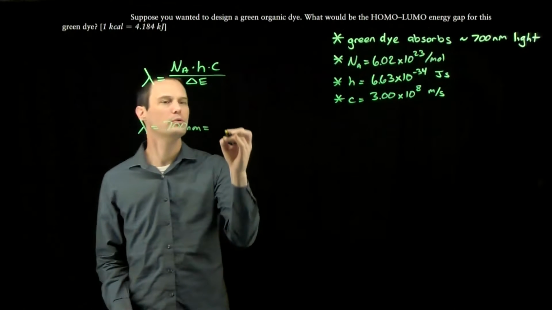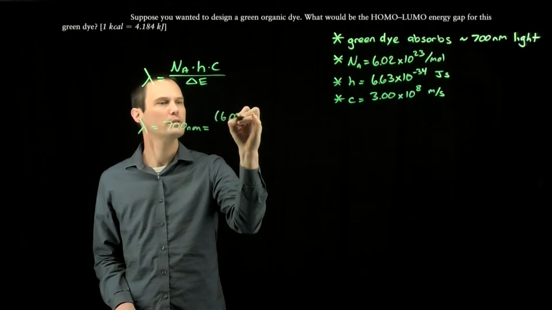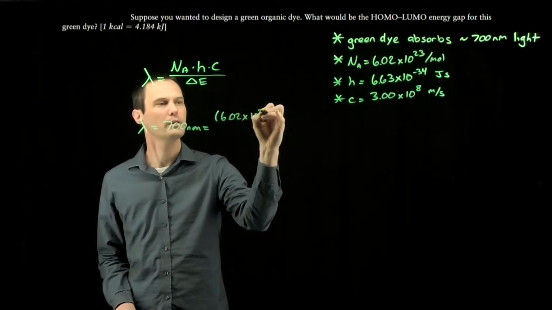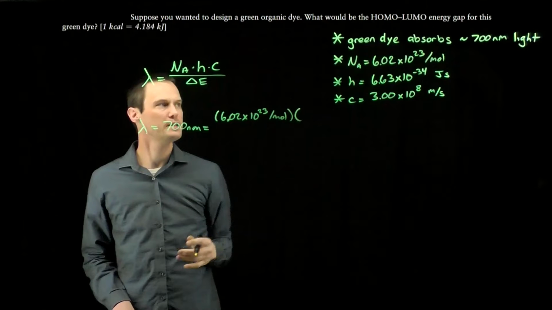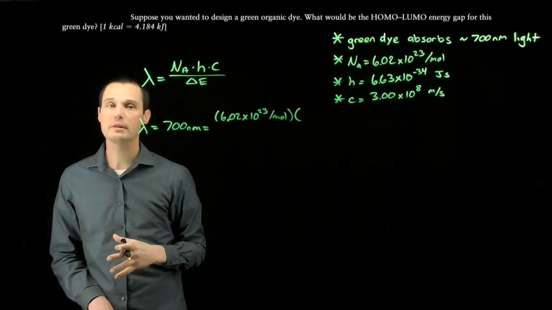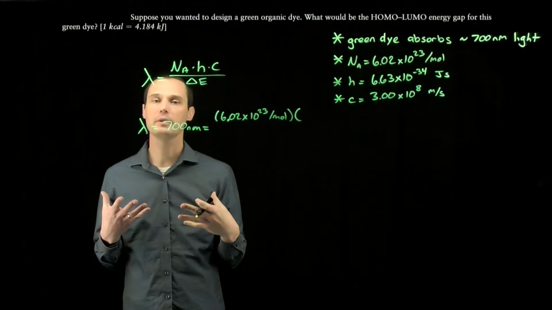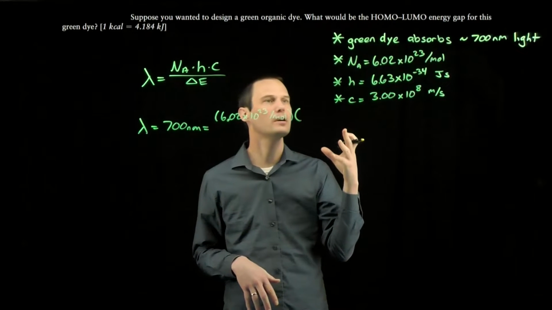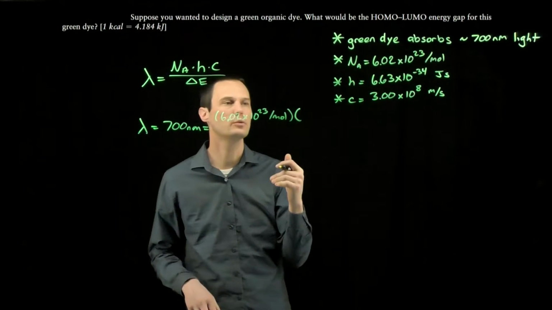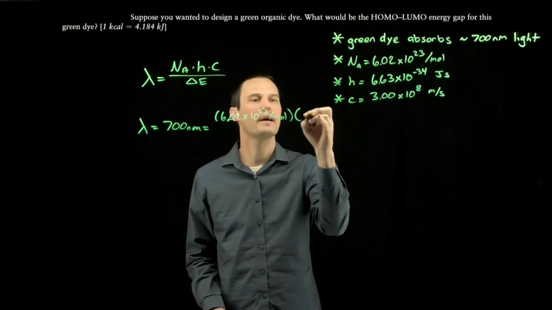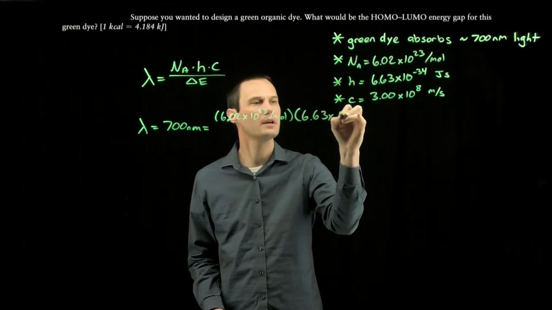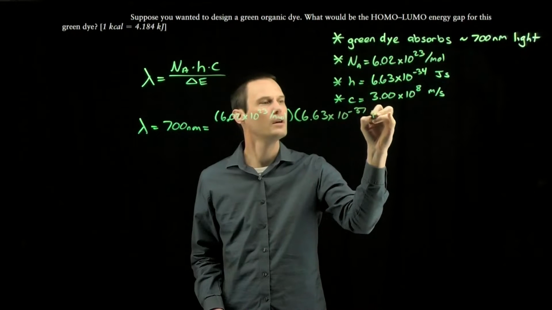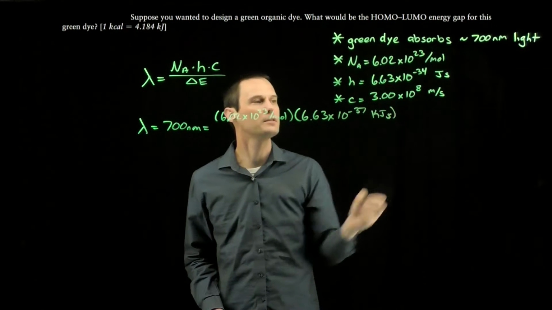And that will be equal to Avogadro's number, 6.02 times 10 to the 23rd per mole, times Planck's constant. Now, Planck's constant is given to us in joule seconds, but delta E is typically in kilojoules, so we need to convert h to kilojoule seconds so we can use it in this equation. That's scaling by a factor of 10 to the third. So we'll use 6.63 times 10 to the negative 37th kilojoule seconds for Planck's constant.